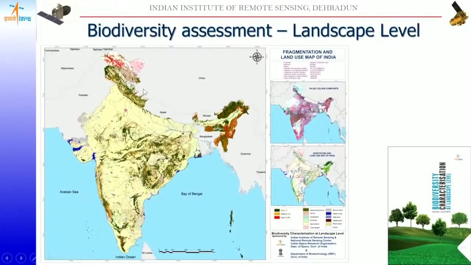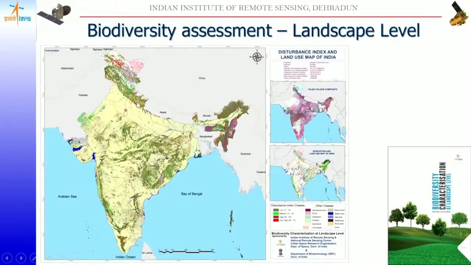So these are the outputs of this landscape level study on the biodiversity assessment that was conducted. This is the fragmentation map based on the distribution of the patches in a particular area. It is characterized as low, medium and high fragmentation area. And another product is the disturbance index, showing how the human intervention or the habitat fragmentation is there. This is another parameter.